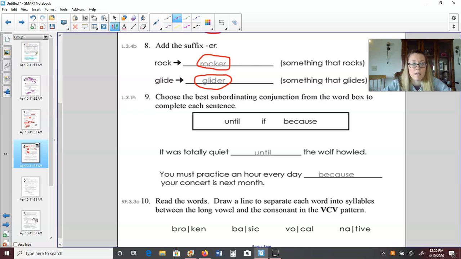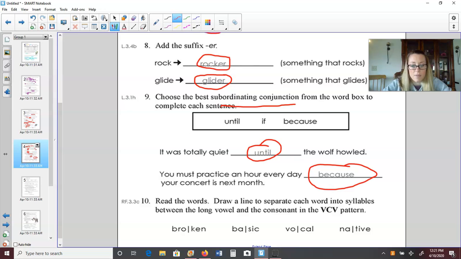Number 9, we have to choose the best subordinating conjunction. That's kind of a big grammar term there, subordinating conjunction. Basically, it's helping to link parts of our sentence together. It was totally quiet, blank the wolf howled. Until, if, or because, we're going to say until the wolf howled. And you must practice an hour every day. Your concert is next month. We're going to say because your concert is next month. This is a little cause and effect sentence.